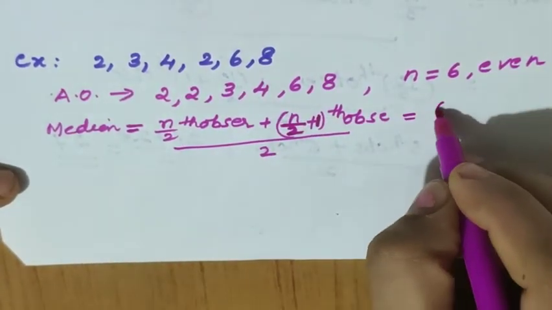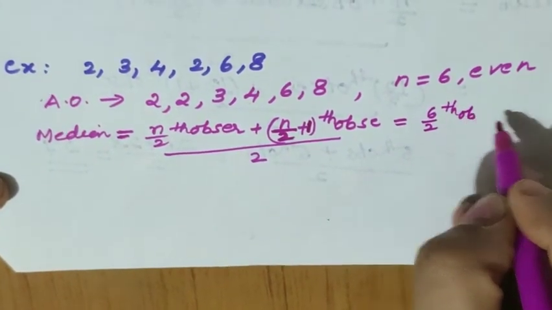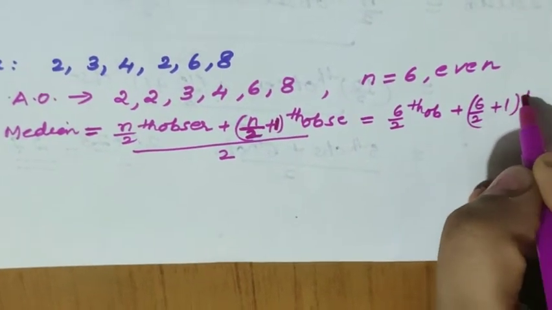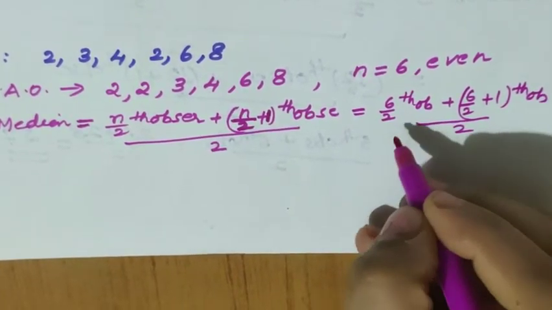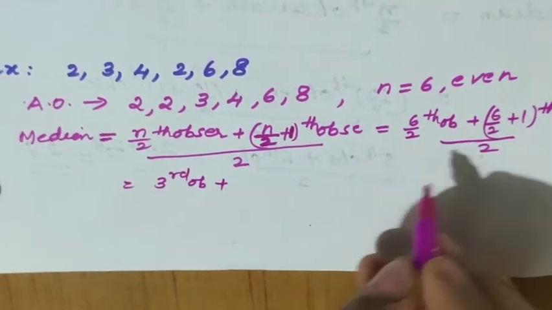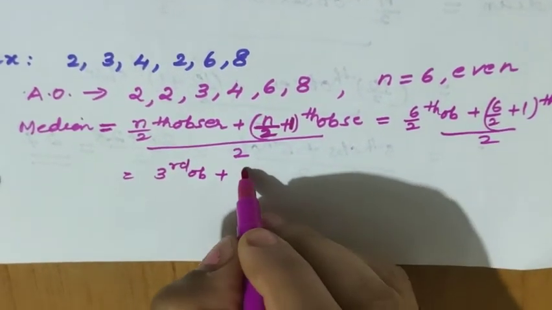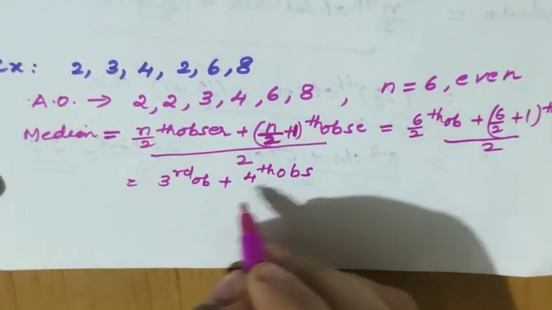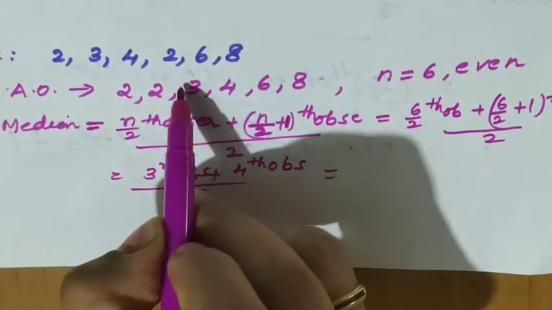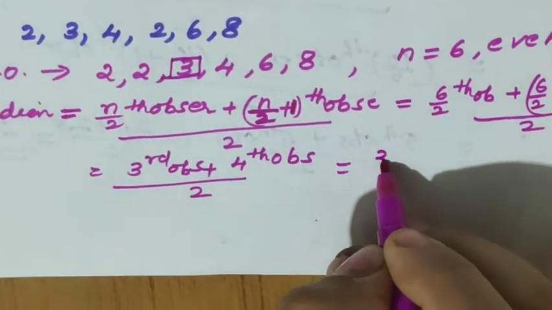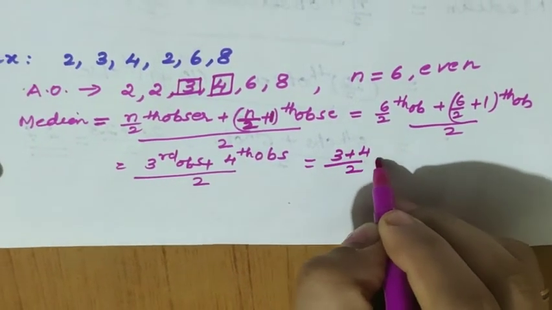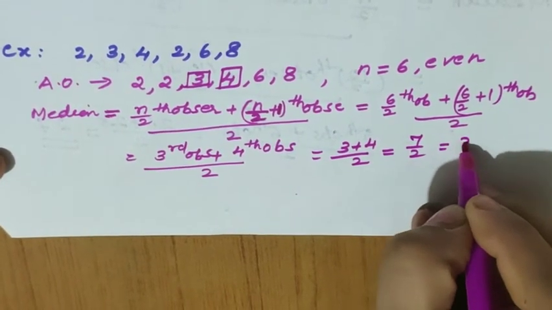So 6 by 2th observation plus 6 by 2 plus 1th observation, divided by 2. What is 6 by 2? Third. So the third observation plus 6 by 2 plus 1, which is 3 plus 1, the fourth observation, divided by 2. What is the third observation? 1, 2, 3. So 3 we have written. What is the fourth observation? It is 4 only. So 3 plus 4, 7 by 2, equals 3.5.